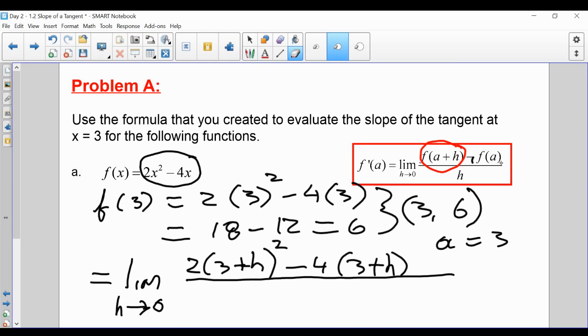Then I'm going to subtract the f of a. So I'm going to subtract what the value of the function is at a, which we agreed was 6. Remember, we talked about it being 6.